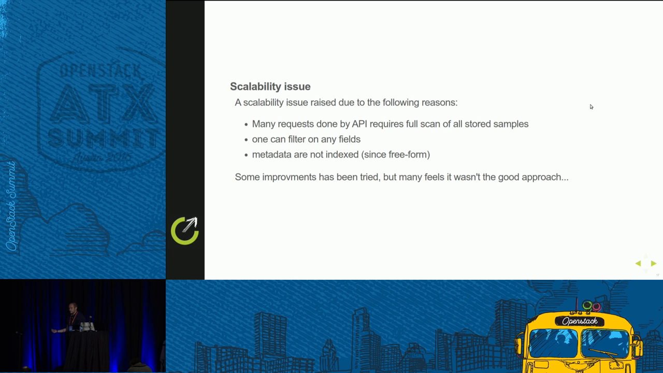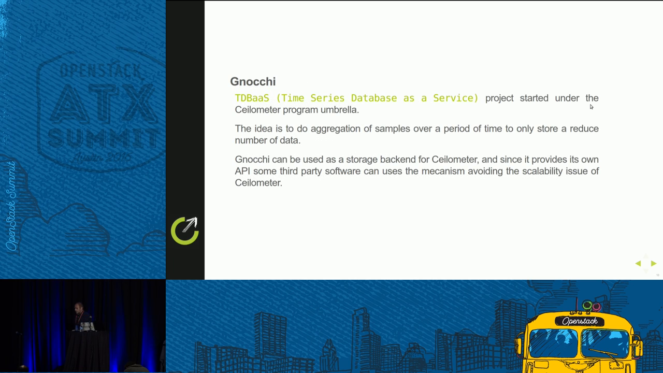So when you do requests, for example, on the Ceilometer API, it's often pretty slow because the metadata are replicated over and over on all samples, and you can't index them because everything is freeform. That's more the fault of OpenStack components in general, which don't have any kind of schema for the metadata of their resources. So it didn't work, so we changed our approach. We created Gnocchi 2 years ago, which started under what used to be the Ceilometer program, which is now called Telemetry. That's why you start seeing Telemetry everywhere, because we now have different projects, not only Ceilometer. So Gnocchi is one of these projects.